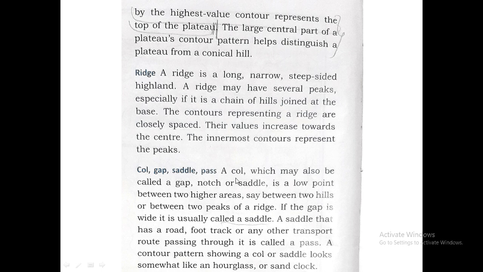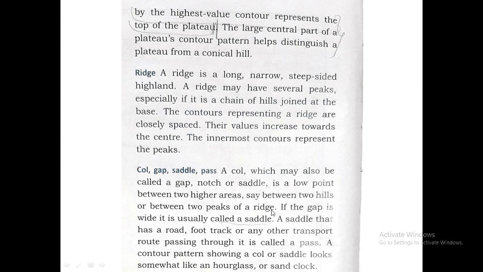A col, which may also be called a gap, or it can be known as a notch, or a saddle. So various words are there for col. These are all synonyms for col. It is a low point between two higher areas. So between two mountains, a lower point is known as the col. Say between two hills or between two peaks of a ridge.